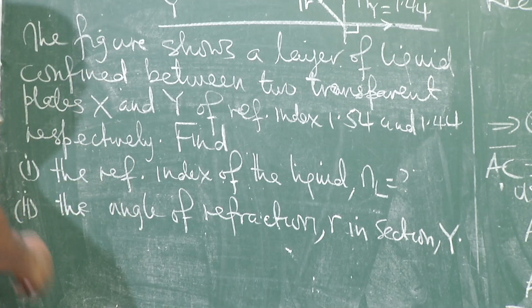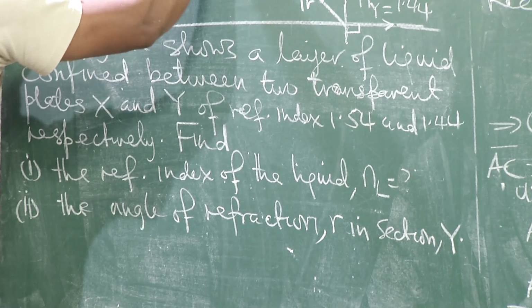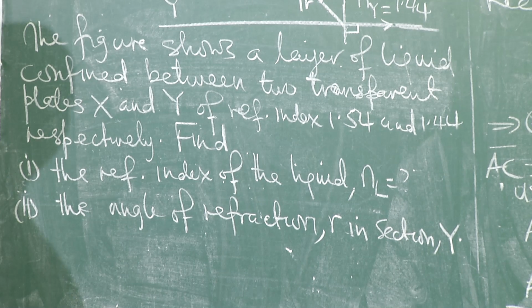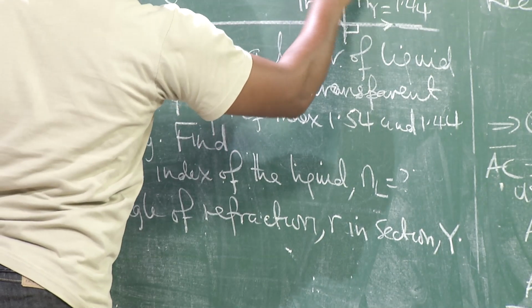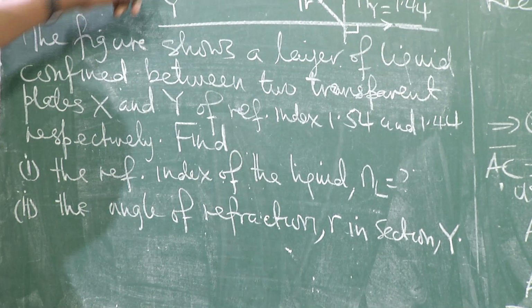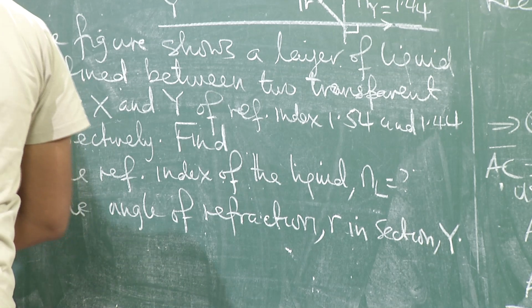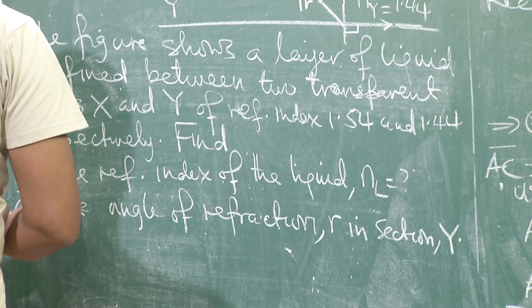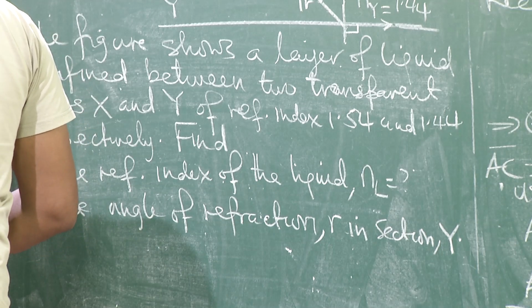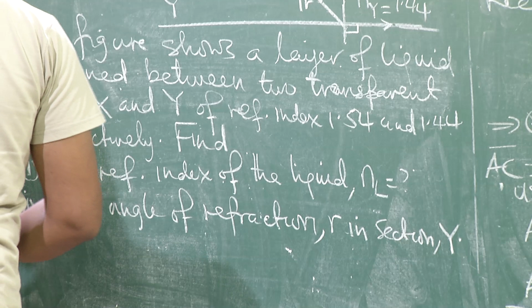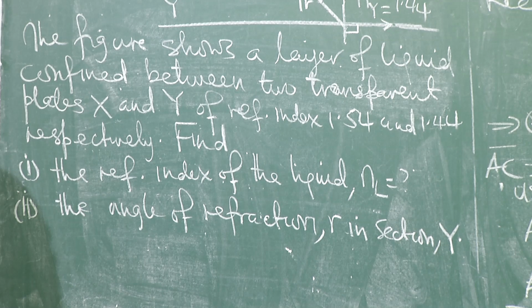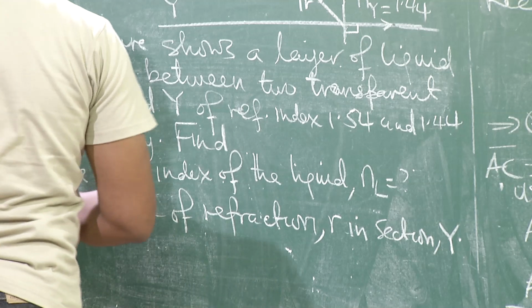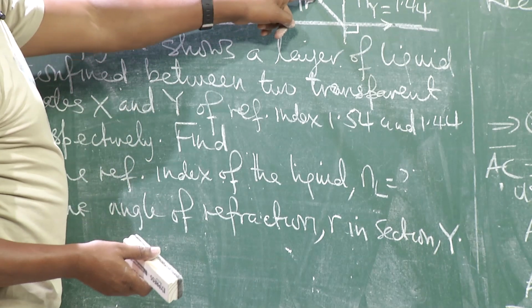So we have the question here. We have light incident from a medium that is called X to another medium which has a liquid of unknown refractive index, and to another medium Y which has refractive index of 1.44. And they are telling us to use the arrangement available to find the refractive index of the liquid and also find the angle of refraction indicated as R.